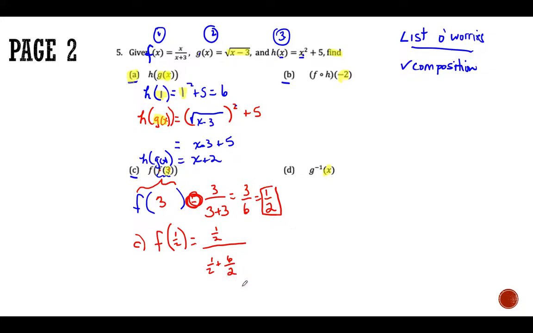You see what I did there? I rewrote 3 as 6 over 2. Isn't 6 over 2 the same as 3? Hello. Don't you dare cancel those 1/2. You don't have factors.